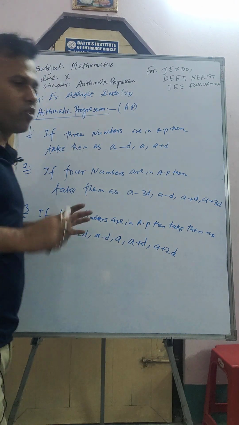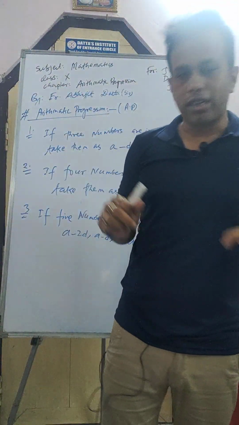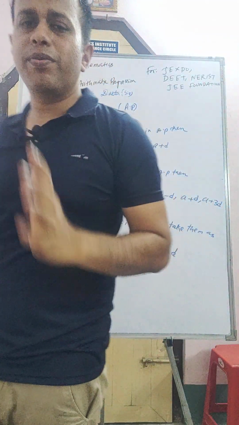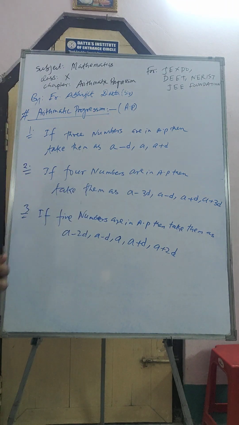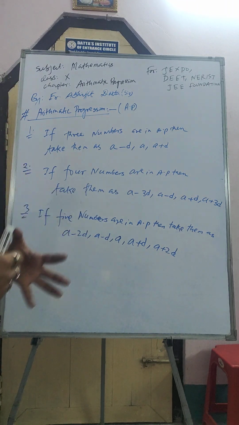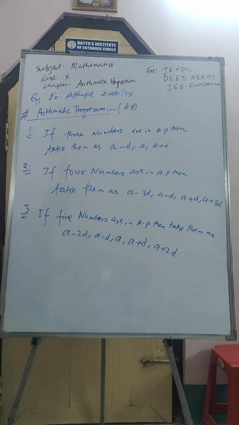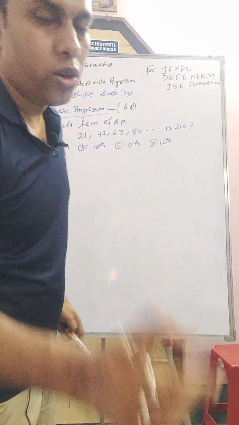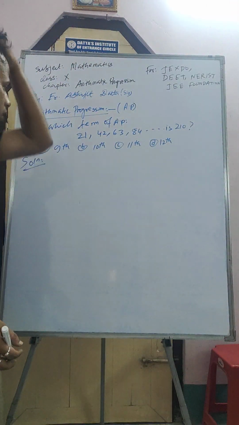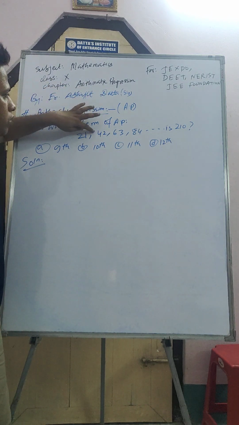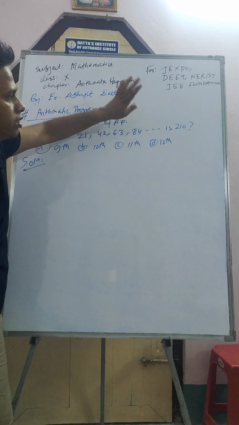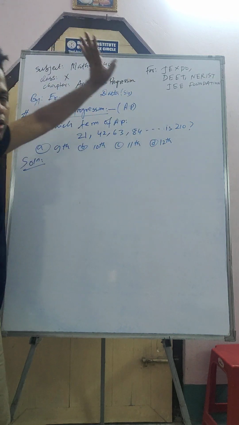So these are the formulas of AP for class 10, 11 and 12 standard. Now we will solve some numerical problems from the topics. So our first question is: which term of the AP 21, 42, 63, 84, and so on is 210?